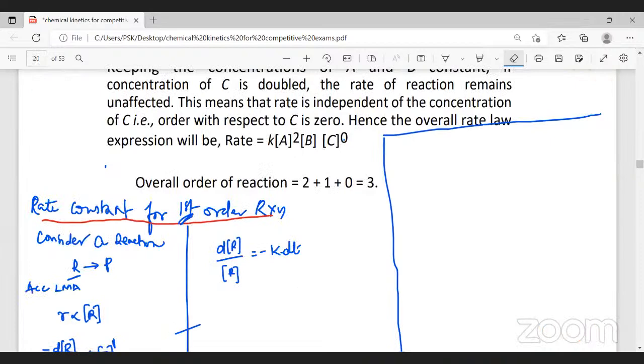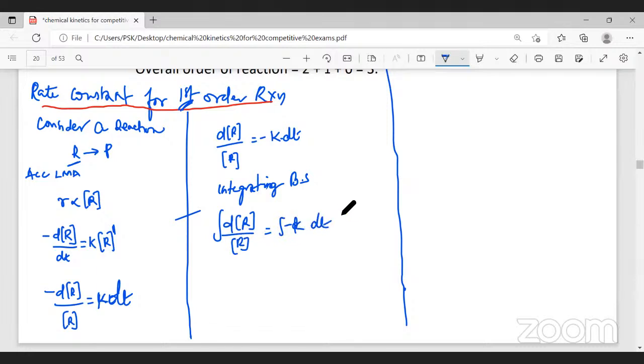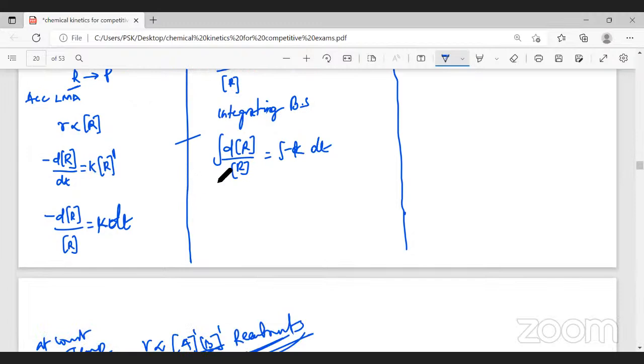Now integrating both the sides. I have a confusion here, I don't know whether it's minus, we will see this minus and this minus. Integrating both the sides, integral of change in concentration of the reactant by the concentration of the reactant will be equal to integral of minus K into dt. Integral of dr by r is natural log of r.